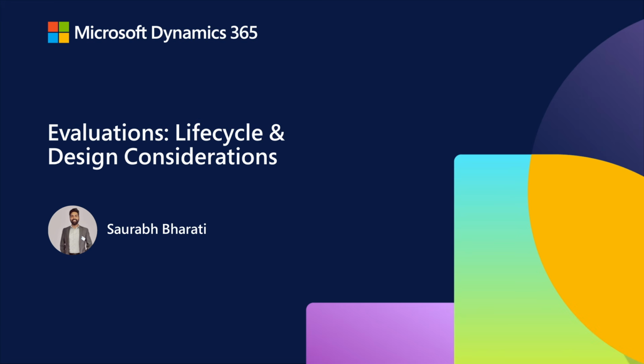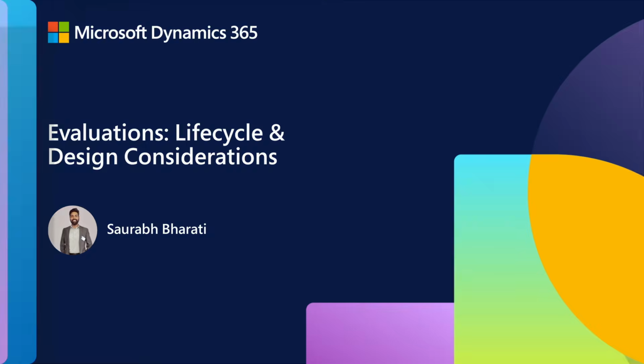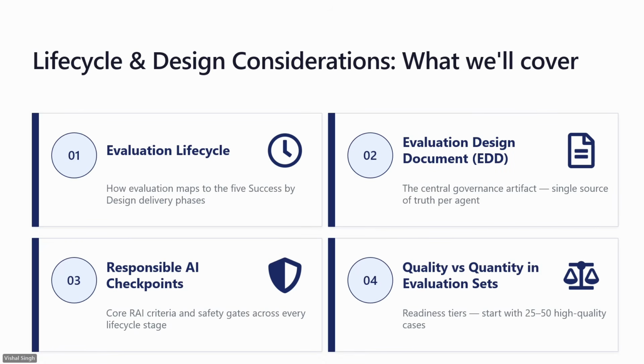Thank you, Akshat. So in this section, I will cover four key things of the agent evaluation framework. The first one is about the evaluation lifecycle. The second is the evaluation design document or EDD. Third, we will talk about the responsible AI checkpoints, and the fourth is the readiness tier, kind of a maturity roadmap you can use to honestly answer: are we ready, are we production ready? So now with that, let's start with the first one, which is about the evaluation life cycle.